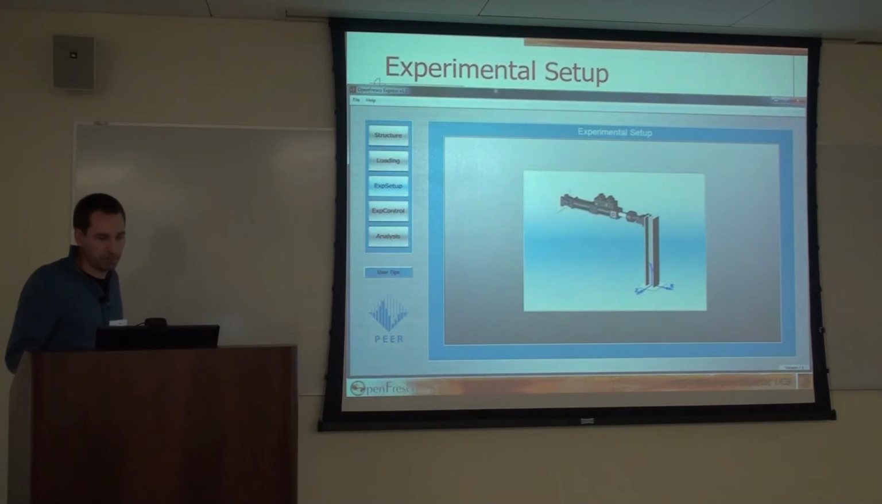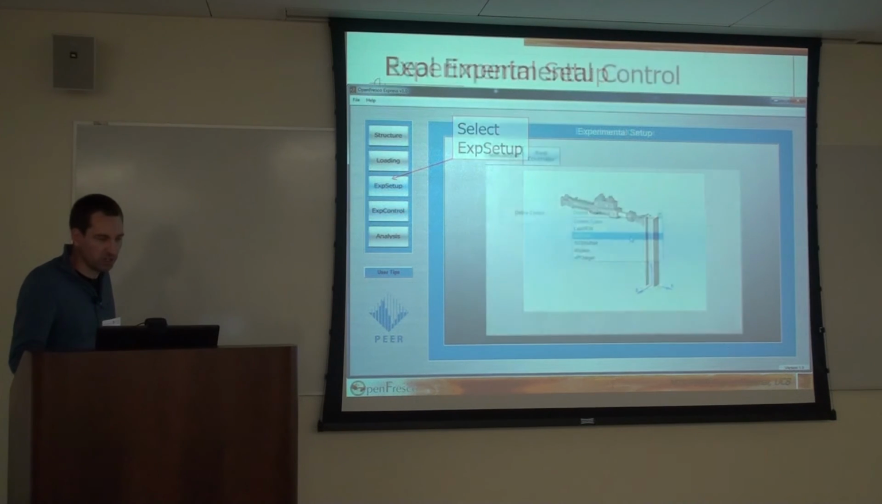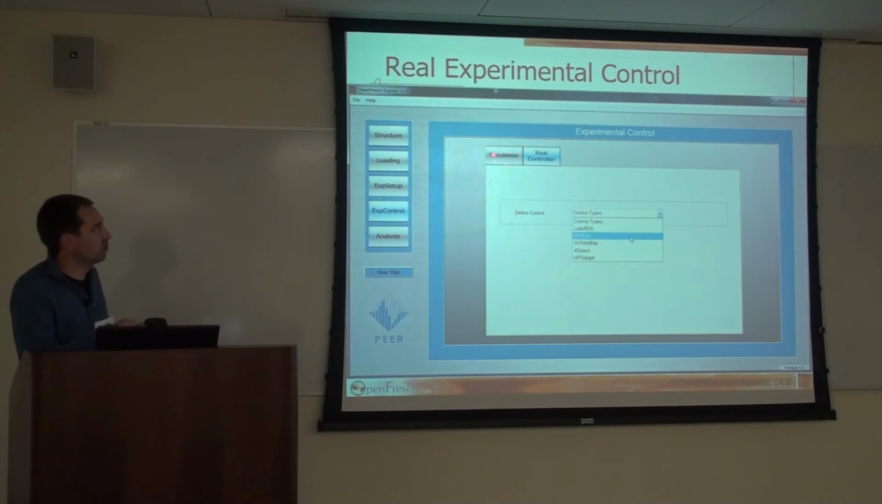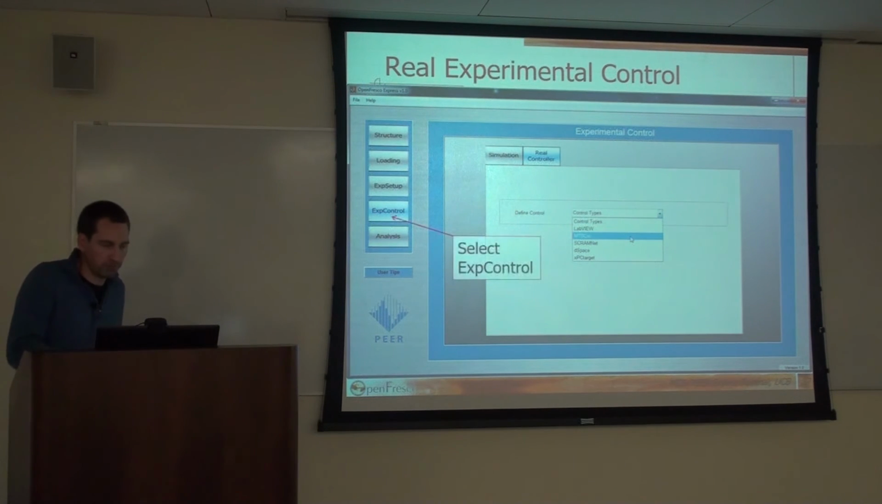So that's that part. And then you go to your experimental setup. That's nothing really for you to specify for this simple structure. It's just one actuator. So it's just giving you a picture. And then you go to the control. And for the control, you have 2 choices. You either do a simulation or you do a real controller. And so, for example, you want to do a real control, talking to a real controller in the laboratory. Maybe you choose your MTS CSI to talk to CSI that Sean showed.